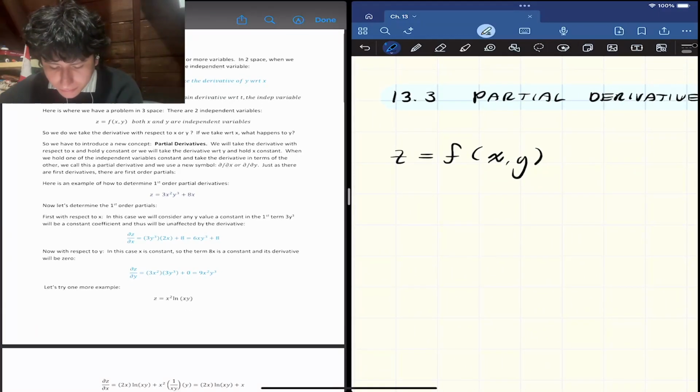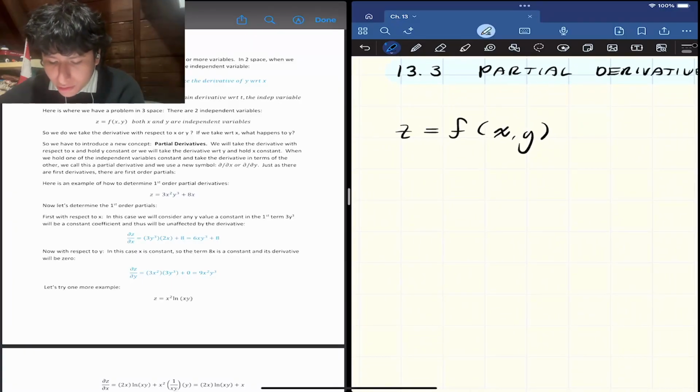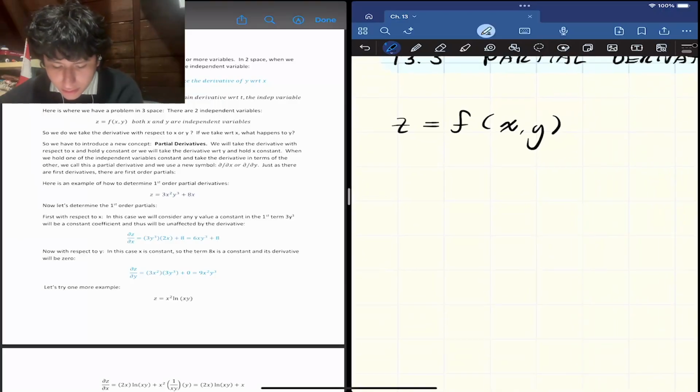So, introduce a new concept, partial derivatives. We will take the derivative with respect to x and hold y constant, or we will take the derivative with respect to y and hold x constant. So one or the other one stays a constant, right? When we hold one of the independent variables constant and take the derivative in terms of the other, we call this a partial derivative, and we use a new symbol. I'm just going to say d over dx or d over dy. Just as there are first derivatives, there are first order partials.